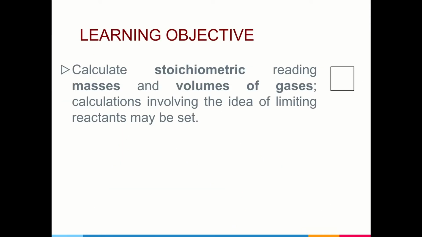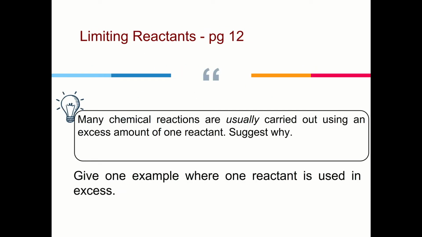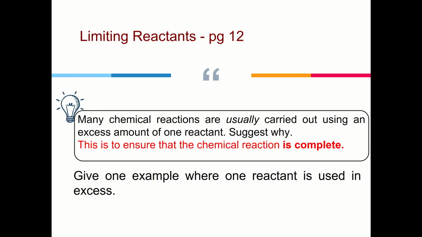Here we are looking at calculation and limiting reagents, because not all reactions react exactly, and not all the time do we use exact amounts. Usually when we carry out reactions, one of them will be in excess. Why do we want to ensure one is in excess? To fill in your blank, page 12: this is to ensure that the chemical reaction is complete.